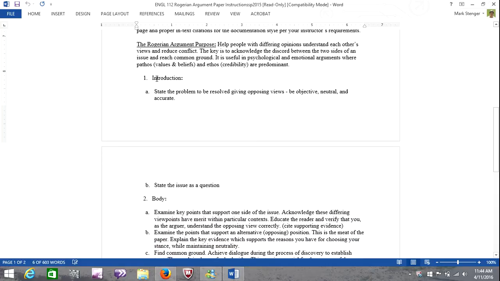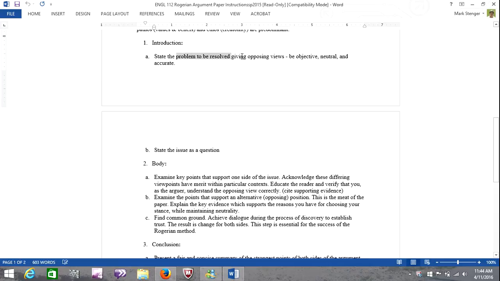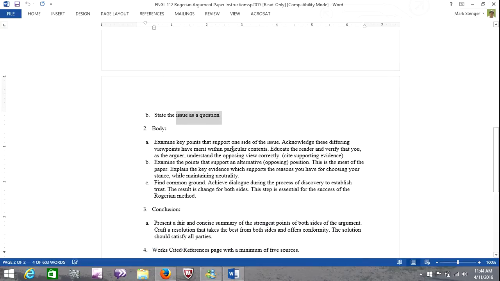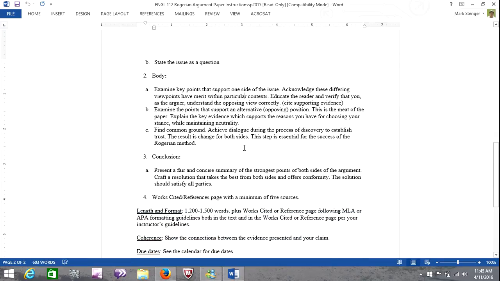Here's the method that you're going to follow. Introduce the subject. Tell me what the controversy is and why it became a controversy. State the problem to be resolved by giving both views, likely yours and the other side that you've been combating in the first two essays. State the issue as a question. That's a great way. And then in the body of the essay, examine point by point where the two groups can find common ground, can agree with one another. They likely will not agree on everything, and they may not even agree on the solution, but there has to be some items and some points with which they can both agree. And I'll give you an example of that just coming up.